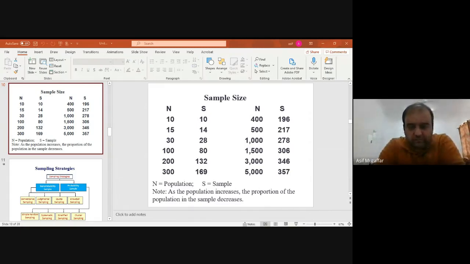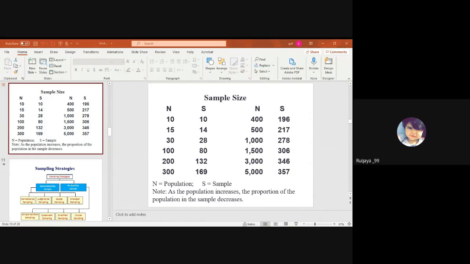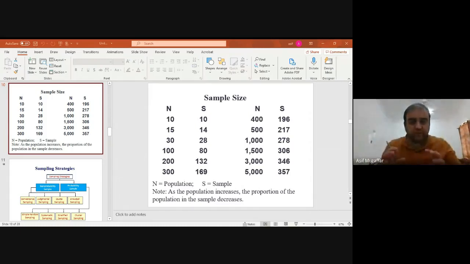Yes, Ruqayya? So these 3 questions are important, right? Gender, level of study or level of degree, and the specialization. So you must make sure in these 3 questions, at least 30 samples are there. This is the rule of 30.